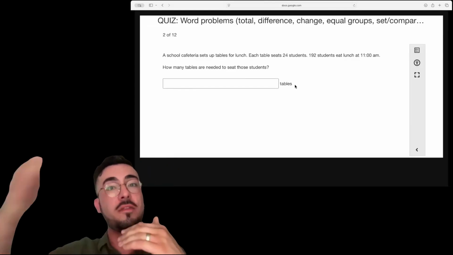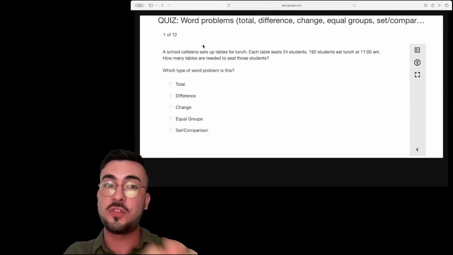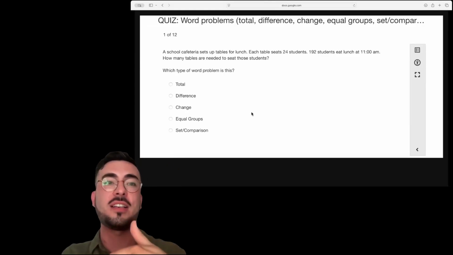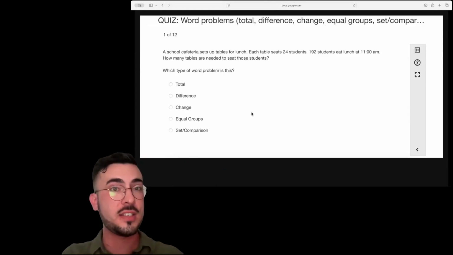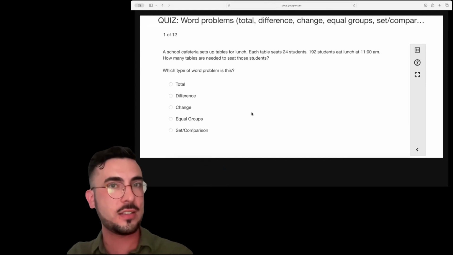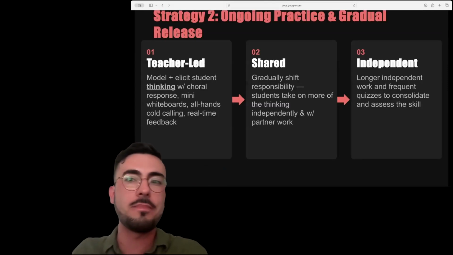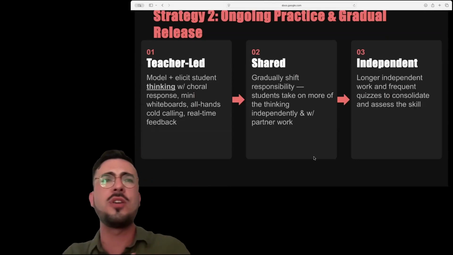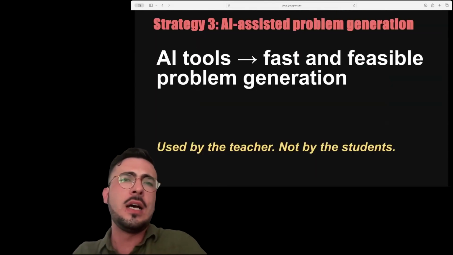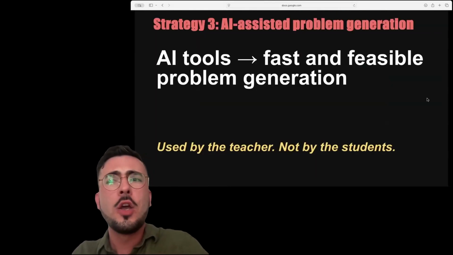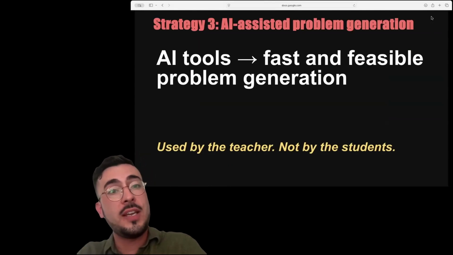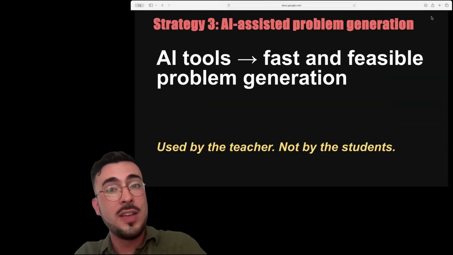And eventually, as we get further into the year, we're going to drop this first question to give students practice with knowing they have to identify the schema, even if they're not explicitly asked, right? You fade that scaffold, as you see fit. It's your professional judgment. So that's ongoing practice. That's gradual release.